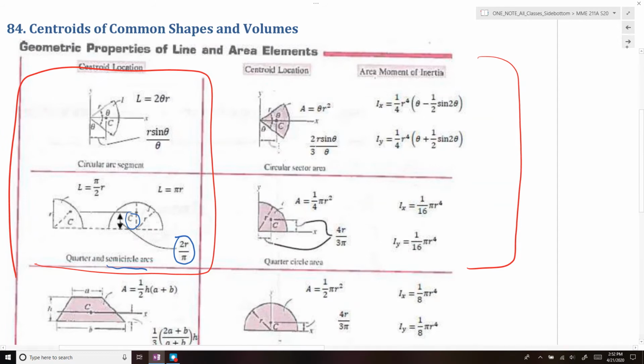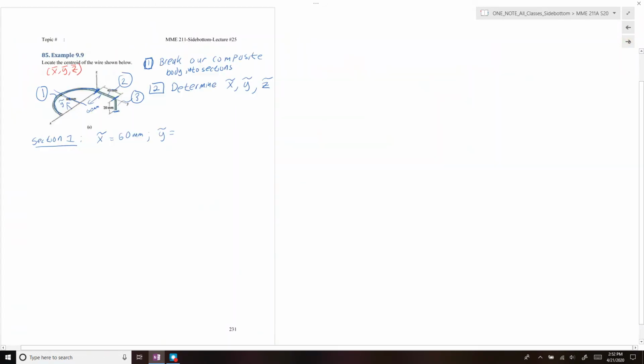So we go back. Our radius is equal to 60 millimeters, so 2r would be equal to 120 millimeters over pi. Alright, so then the last thing we need to know is what z tilde is. Since the section 1 lies within the xy plane, z tilde would be equal to just 0 millimeters.